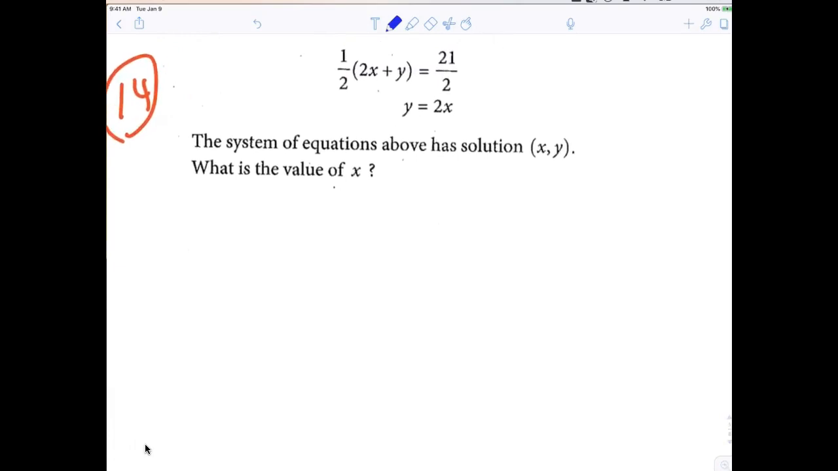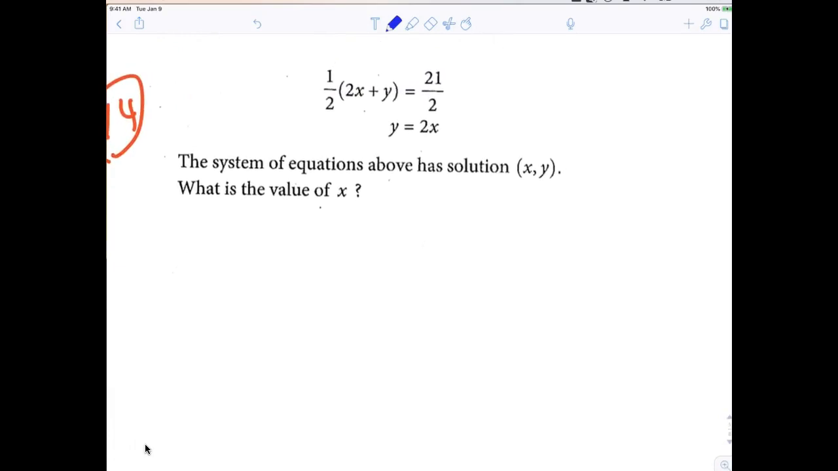All right, question number 14. Now let's talk about 14. An easy way is, does everybody see a fraction here, right? So to me, I'm not a big fan of the fractions, right? So does everybody agree I could just multiply this by what? 2, and then we could just say that 2x plus y is equal to what? 21. Does everybody see that? Everybody good? Connor, you okay with that?